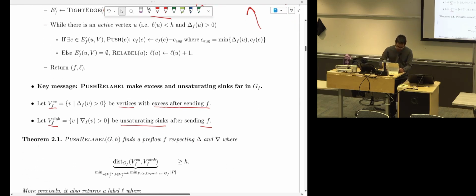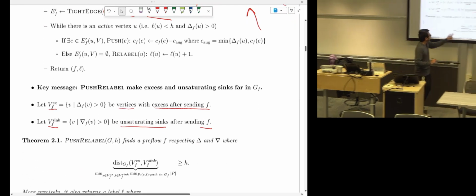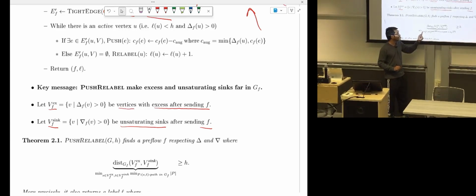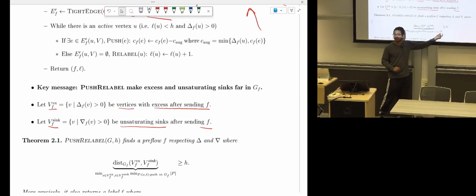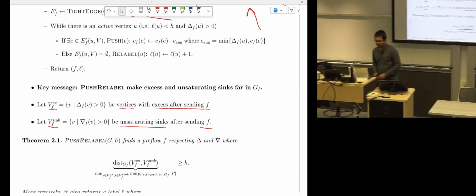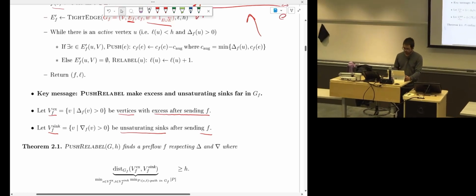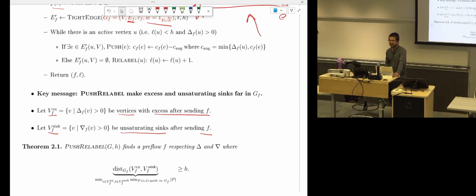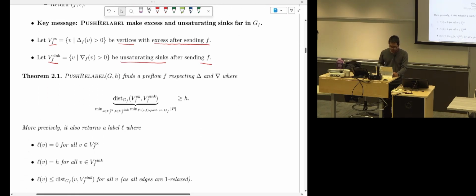We have this thing. This is just, what is this again? If you take any S and T, where S is excess and T is a sink, then look at any path from S to T, the size of the path, the number of edges in the path, is big. Questions about this? More precisely, the level is like this, right?